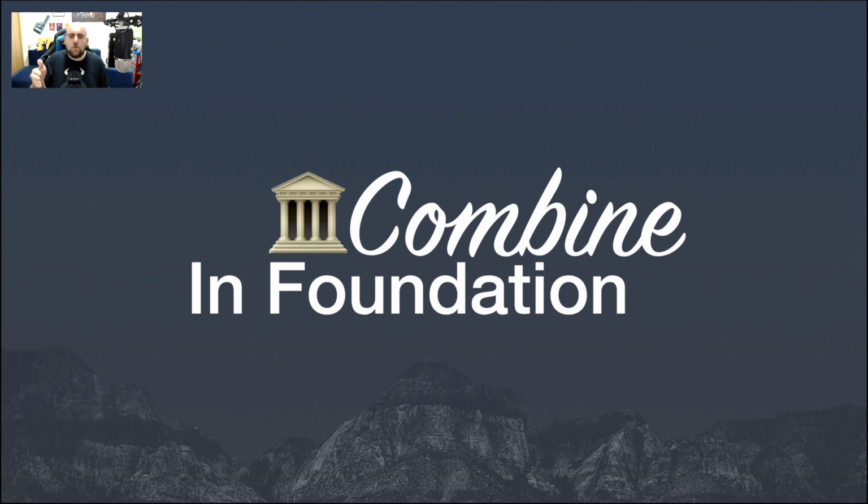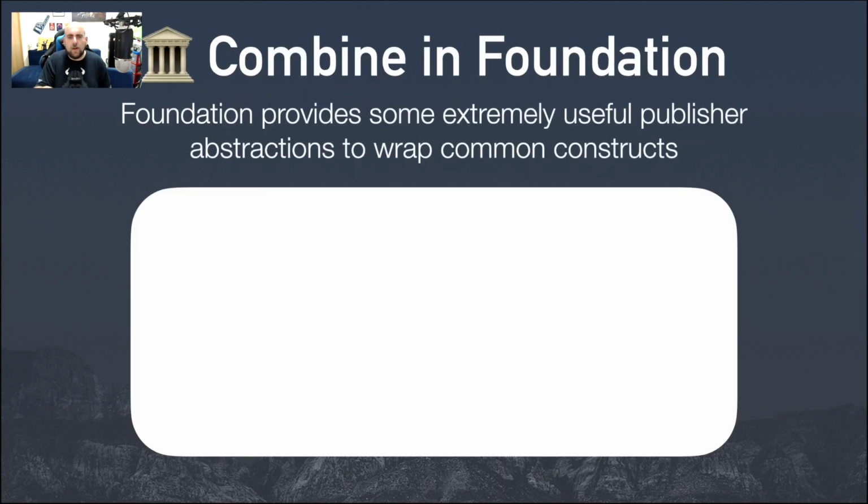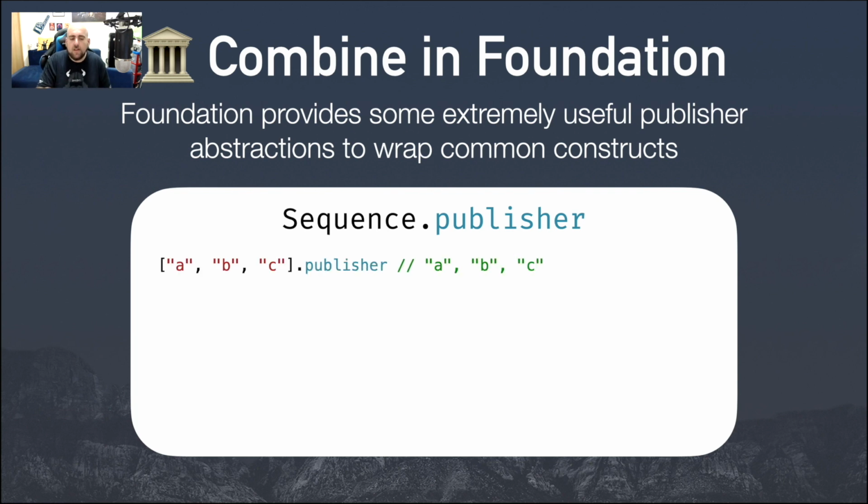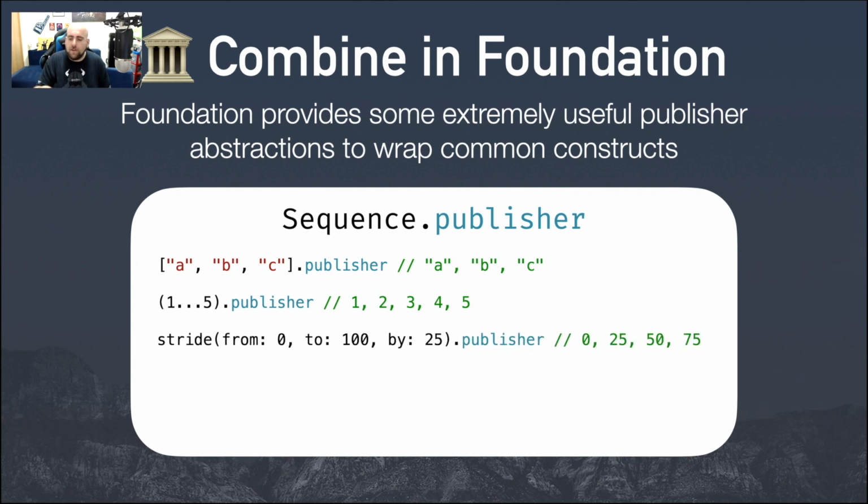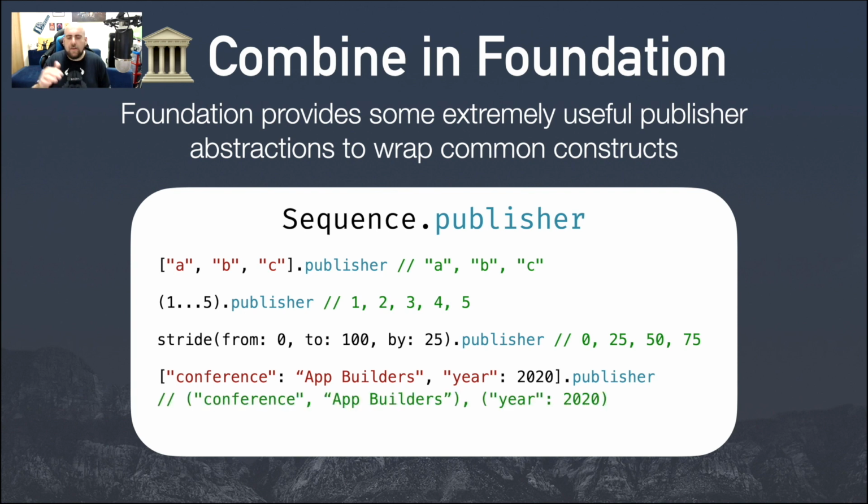Now I'm going to dive quickly into Combine Foundation and what Foundation offers to us to use for Combine. Foundation provides really useful publisher abstractions to wrap common constructs that we use every day. The first one is Sequence Publisher, which you kind of saw a few times during this presentation. I can take an array and do dot publisher and just get a publisher that emits each of the values in that sequence. Same thing for a range or a stridable like I showed you earlier. You can even do the same thing for a dictionary, in which case it's going to emit key value tuples to represent the key values of the dictionary.